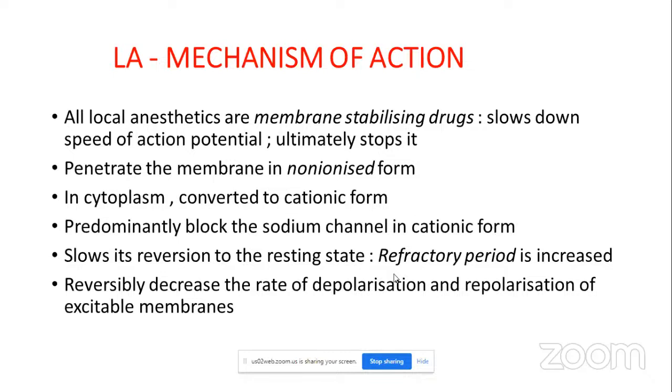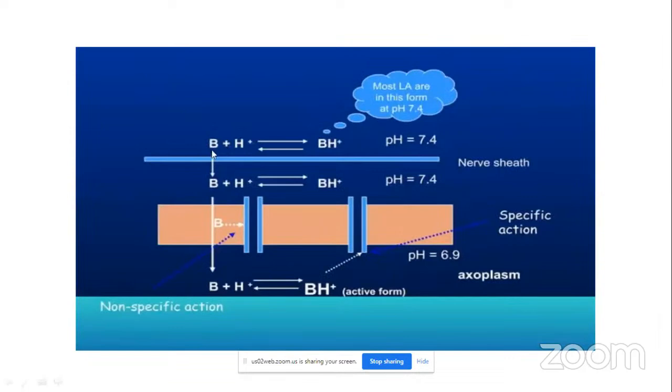This B is the unionized form of the local anesthetic, and BH plus is the ionized form of the local anesthetic. At physiological pH extracellularly, it is around 7.4. At this pH, usually local anesthetics are in the ionized form, but only the unionized form crosses the nerve sheath, and acts intracellularly. Intracellularly, only the ionized form again acts on the sodium channel.